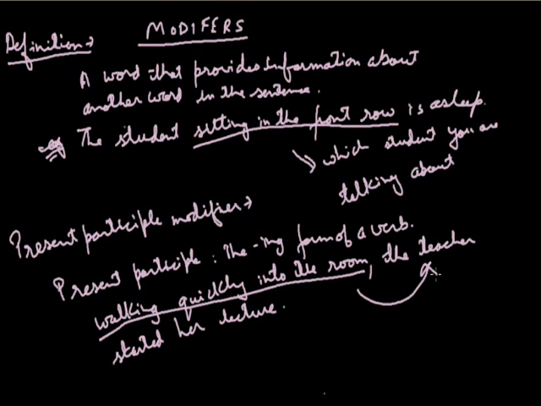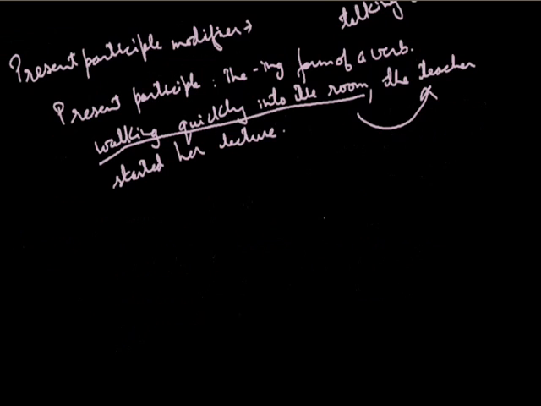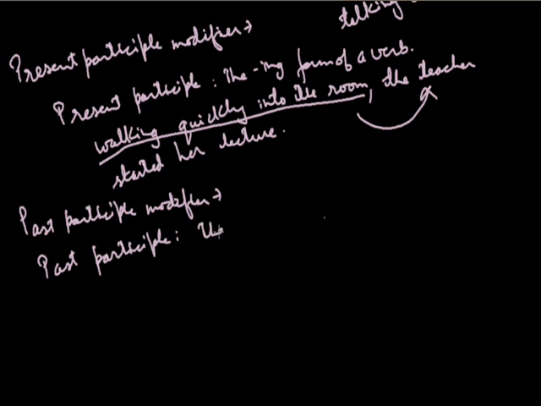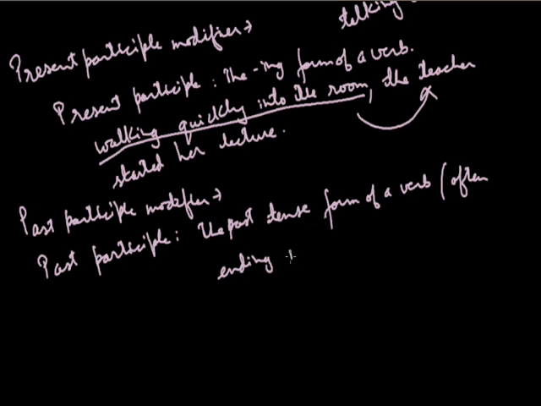Now, coming on to the definition of past participle modifier. Now, past participle actually is the past tense form of a verb, often ending in either d or ed.